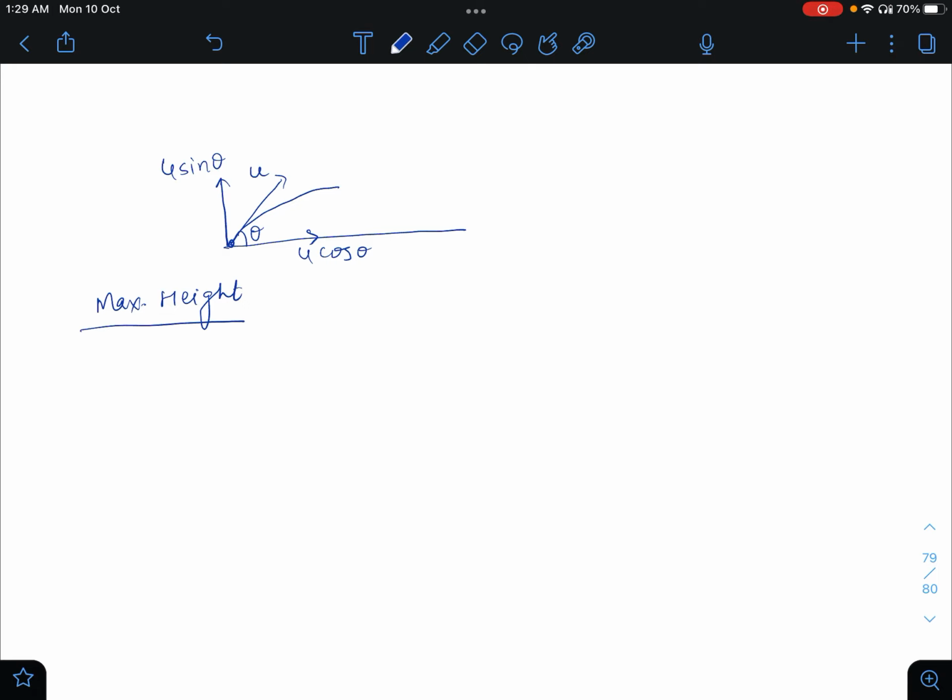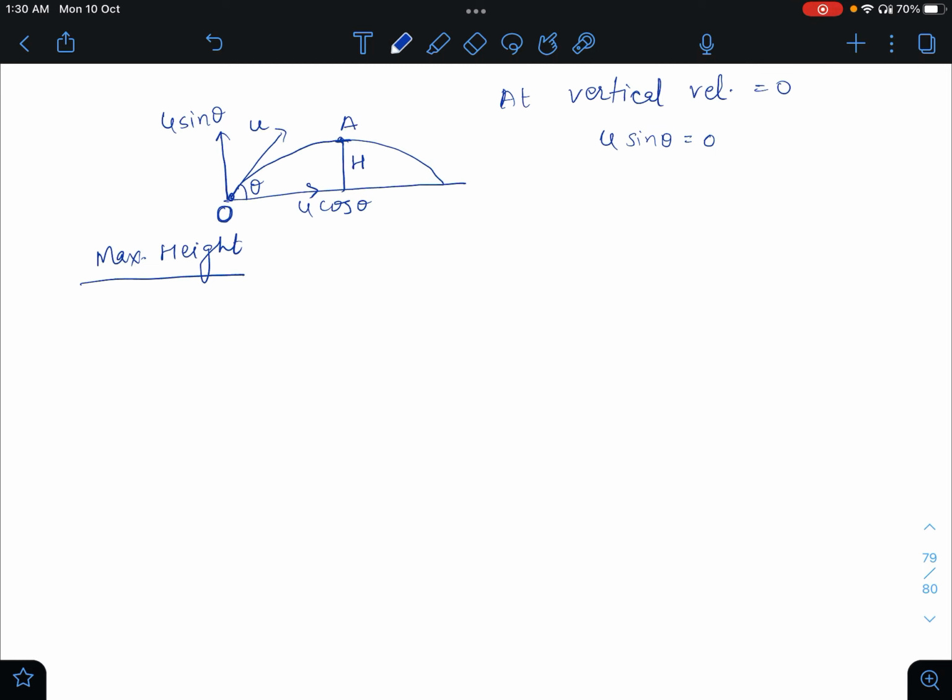when will this body get maximum height? Let this point be A and this point O. Maximum height is the vertical distance of point A from O. Let us assume this is H. So H is the maximum height, and at A the vertical velocity is 0, that is u sin theta is equal to 0.